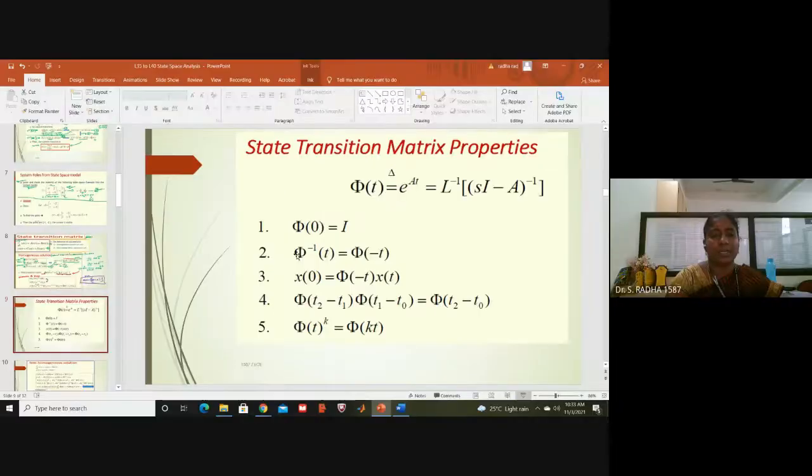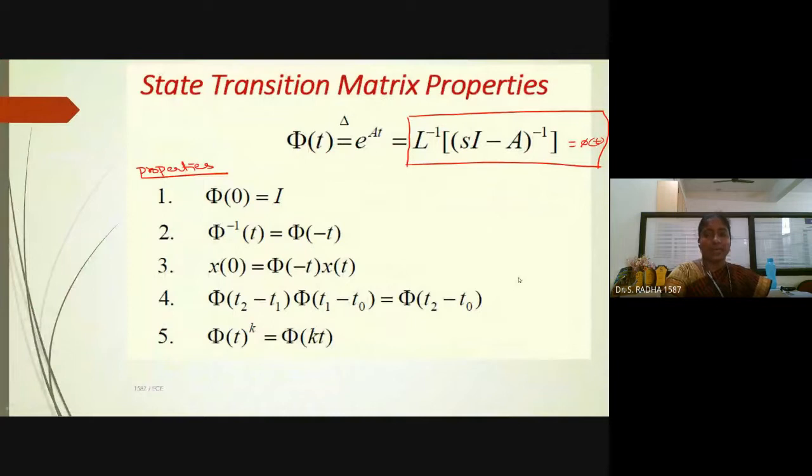State transition matrix. Whatever the box I have put, that formula I already discussed in the previous thing. That formula is very important. We have to remember the properties and the state transition matrix formula.